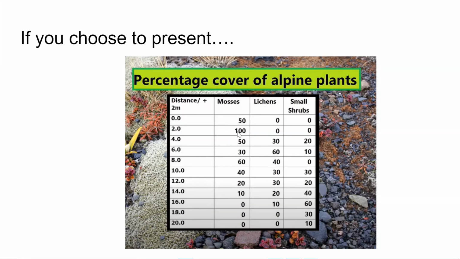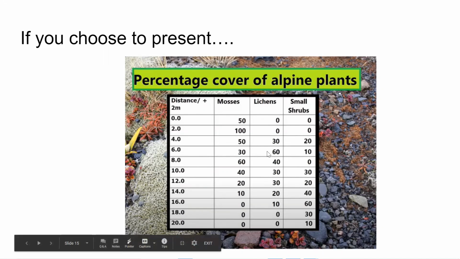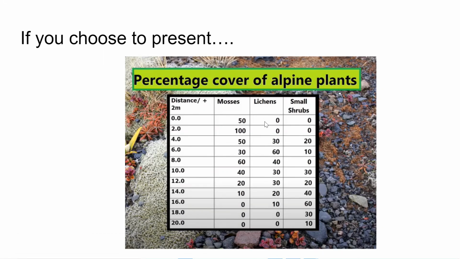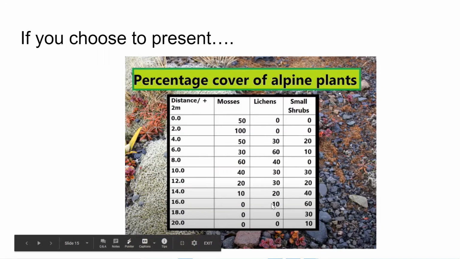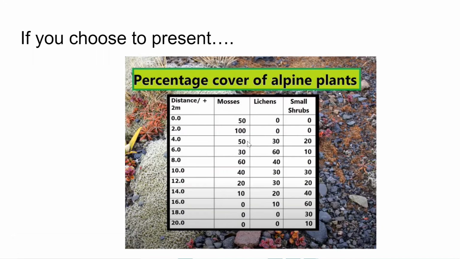At 2 meters it was 100%. That means the whole quadrat was covering the moss colonies. At 4 meters again it became 50, and so on. Same goes for lichen. Nothing was found at the 0 meter and 2 meter points, but from 4 meters to 16 meters lots of lichen colonies were found in the quadrat area. So these are all in percentage, remember.